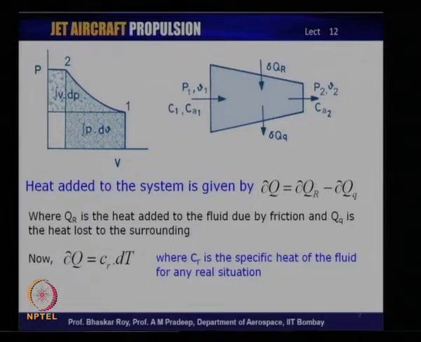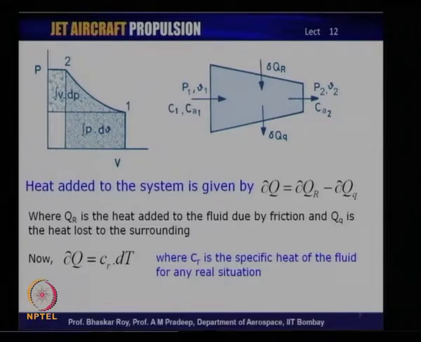and this Q r, that is said to be added to the fluid that is flowing inside this system, may be assumed to have been added by the fluid friction. So, that is one of the possibilities, and Q subscript small q is the heat loss to the surroundings, which often happens due to the normal heat transfer to the surroundings.